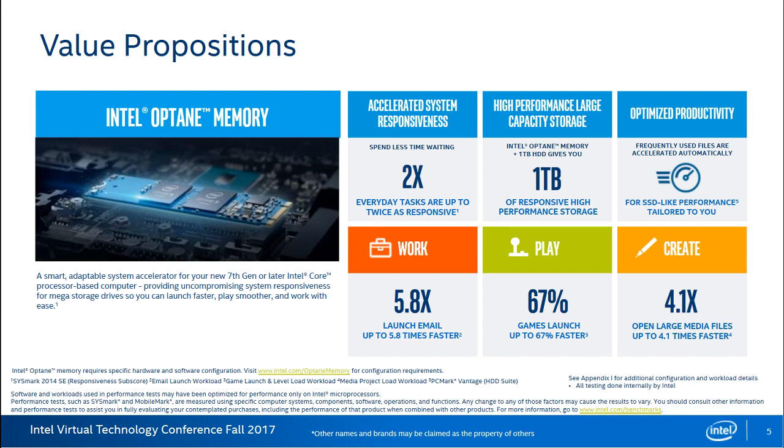All of which allows your users to increase a variety of workloads on their system. For your business users, they can launch email up to 5.8 times faster. For your gamers, they can launch games up to 67% faster. And for your content creators, they can open large media files up to 4.1 times faster. However, it's important to note that it's not one individual workload that leads to a more responsive experience, but the whole sum of everything they're doing on their PC.